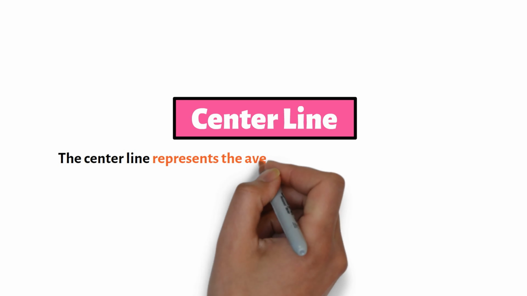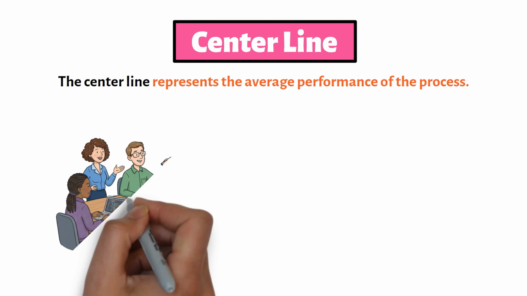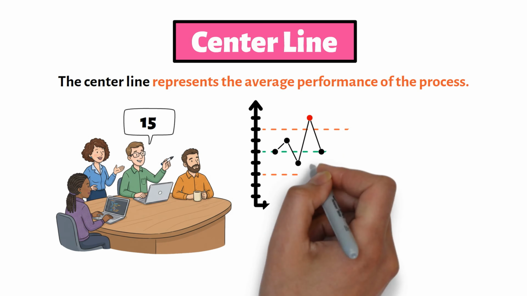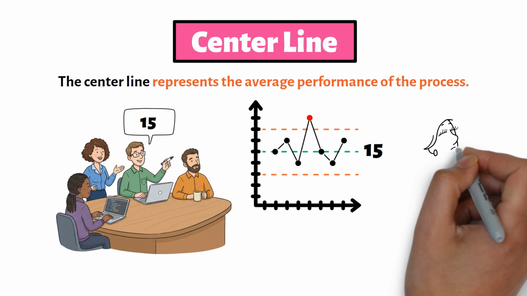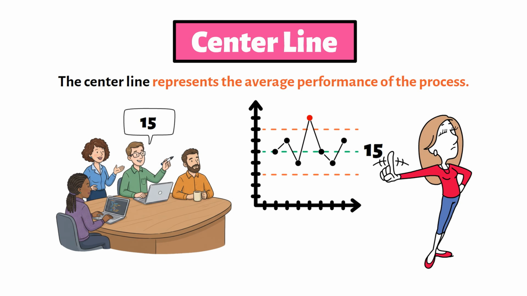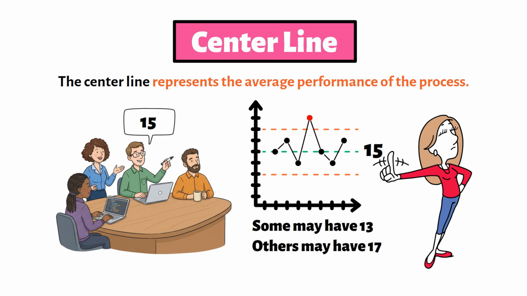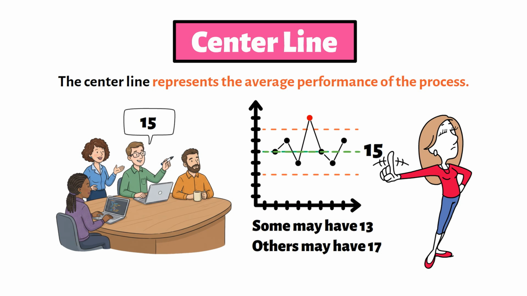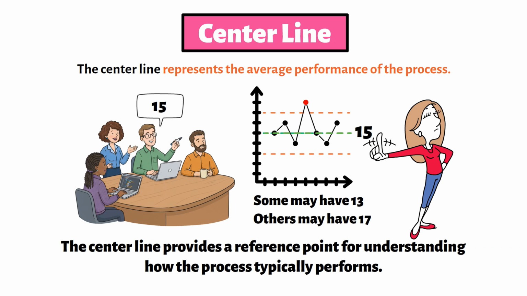Let's start with the center line. The center line represents the average performance of the process. Suppose our software team historically finds an average of 15 defects per sprint. The center line would be positioned around 15 defects. This does not mean every sprint will have exactly 15 defects. Some may have 13, others may have 17. The center line simply represents the process's normal operating level. It provides a reference point for understanding how the process typically performs.